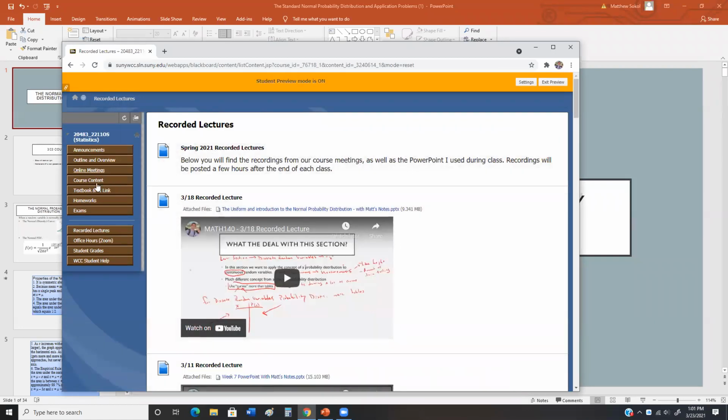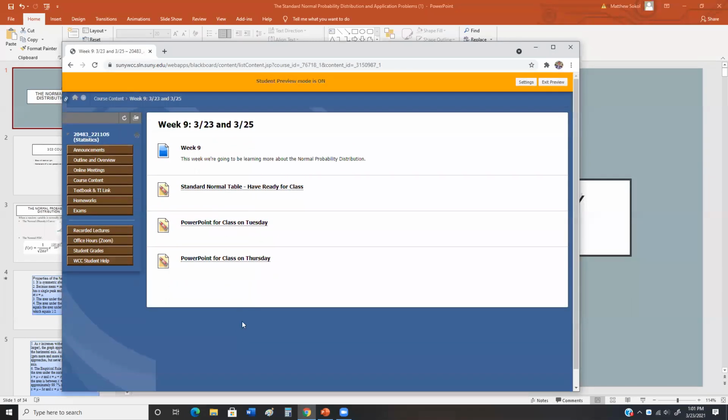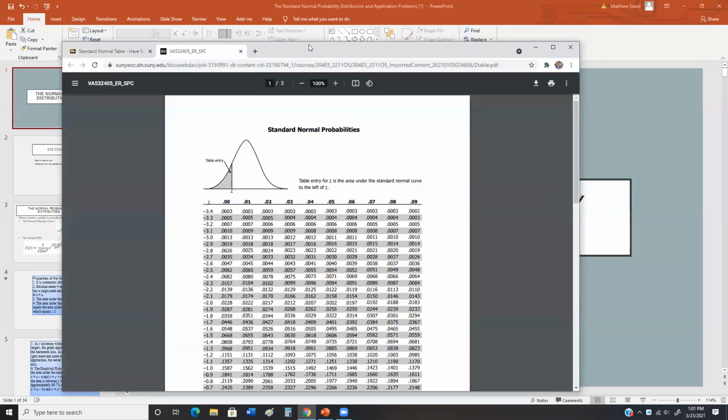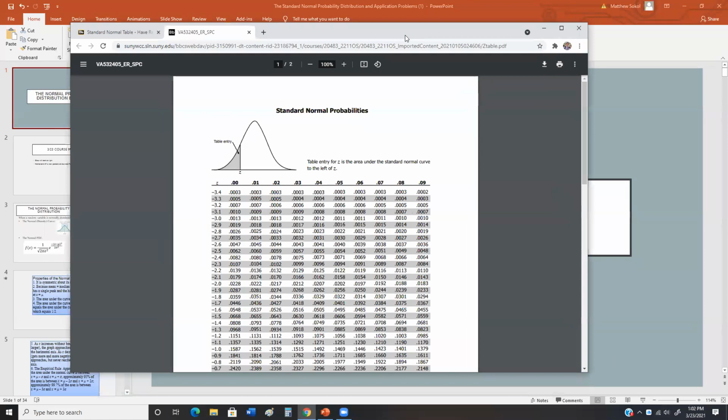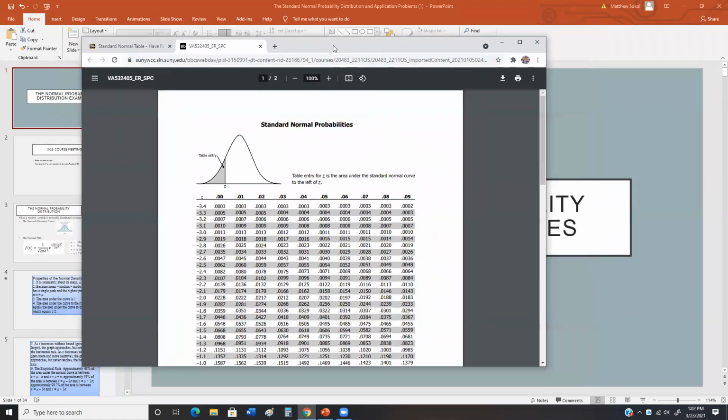If you go to course content and under the week 9 tab, there's this table here called the standard normal table. Has anybody had a chance to download it and have it ready for class? Yes, got one. Anybody else in chat? Okay, good. Have this handy. We're going to use this a little bit later on in class. It's going to be our first statistical table.